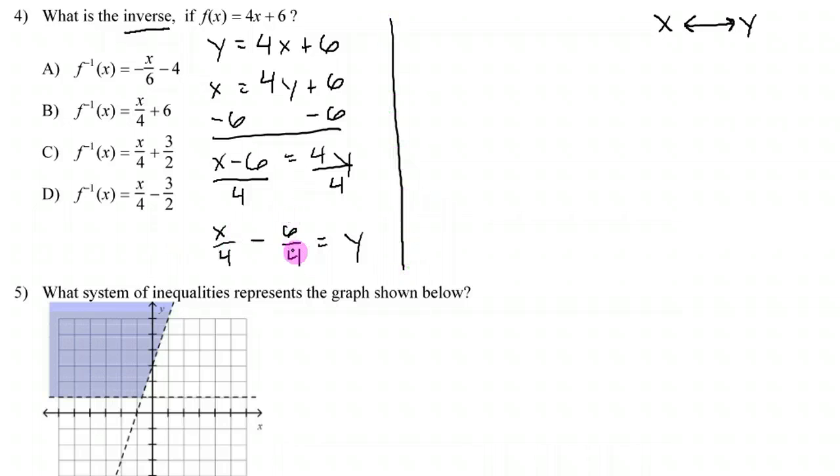But the 6 over 4 can reduce to 3 over 2. So I'll just switch this around too. So I'll put the y on the left side this time. And I'm left with x over 4 minus 3 over 2, which is, if you can see, D. We can put the f inverse back in if you want, but you can already see the answer.